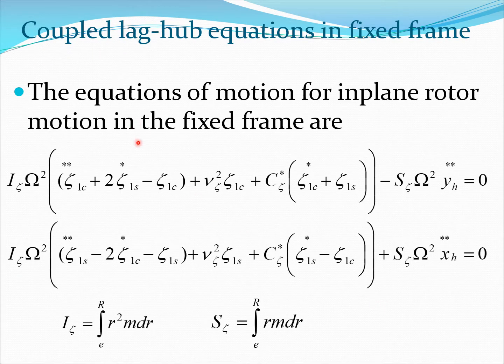So if we now take the equation we discussed some time before and transform it to the fixed frame, we get these two equations corresponding to zeta 1c and zeta 1s. As you can see, there are the usual terms which we obtain when we transform the blade equations, and then there are these new terms depending on xh and yh, which are there due to hub motion. And again, I zeta is the second moment and S zeta is the first moment with respect to mass. So these can be calculated if we know the mass per unit length of this particular blade.